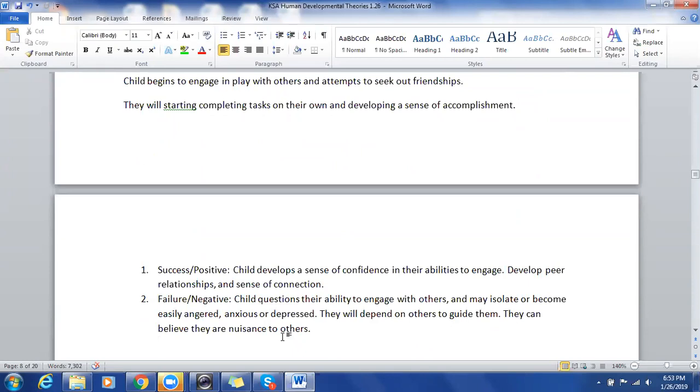Failure here, or negative here, is when they question their ability to engage with people. They may start to isolate or become angry since they're different from people. They may engage in some bullying-type behavior and/or be bullied. They may be more anxious when engaging with people or have some type of depression early on with what they see and what they know and how they feel about themselves. And they'll depend on others to guide them, and they can believe that they're nuisances to people or that they're not worthy or they're bothering people whenever they need something.